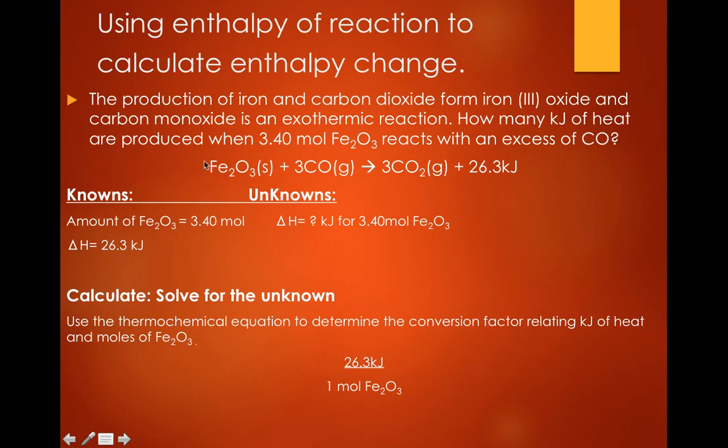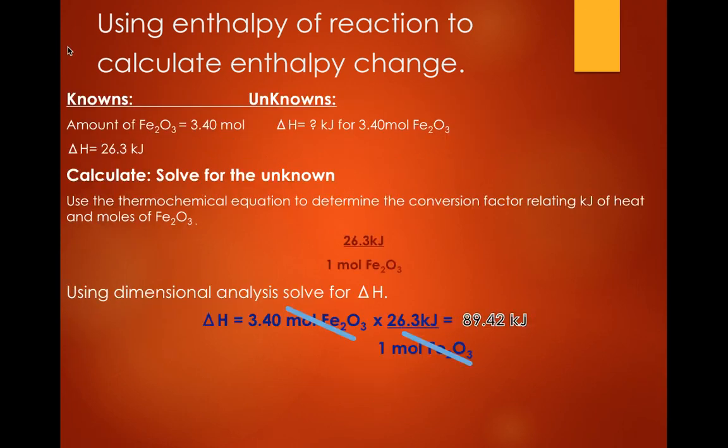I don't have a number here in this balanced equation. If I don't have a number, that means I have 1. So in my conversion, in my ratio, I'm going to put 1 mole of iron(III) oxide.